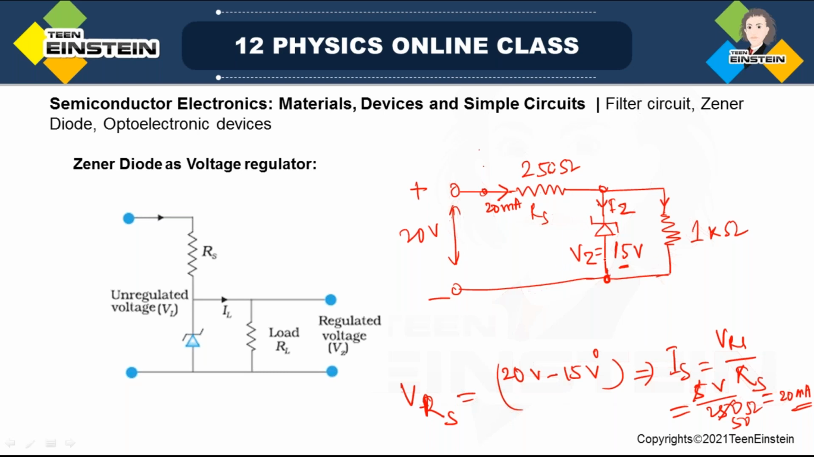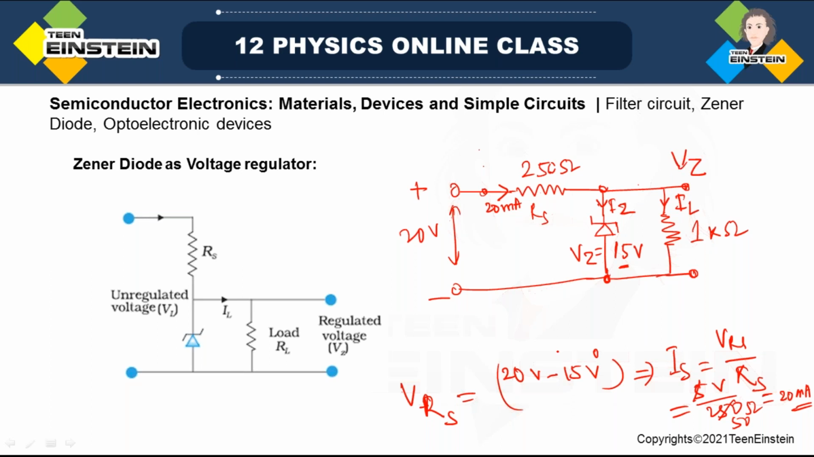Now the voltage drop across this is Vz. So the same voltage will be across this resistor also, right? So what we can do is get the current flowing through this load resistance RL. We know the voltage across this load will also be equal to Vz.